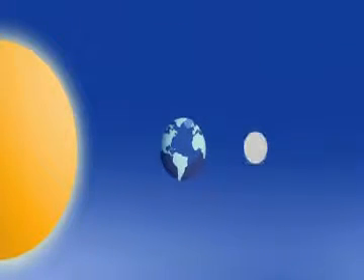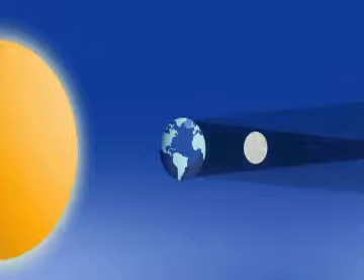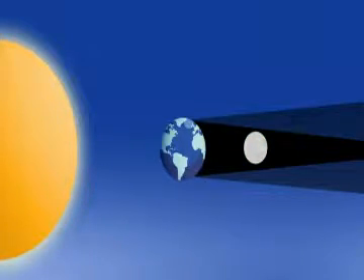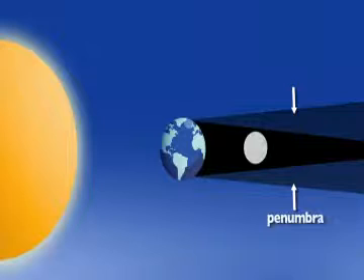Lunar eclipses are gradual because the Earth's shadow, like the shadow of everything else, isn't completely dark. The outer part of the Earth's shadow, which is lighter, is called the penumbra. The inner part of the Earth's shadow, which is darker, is called the umbra.